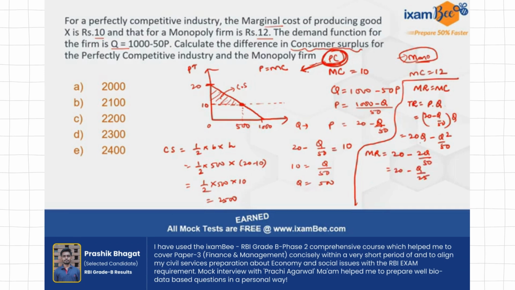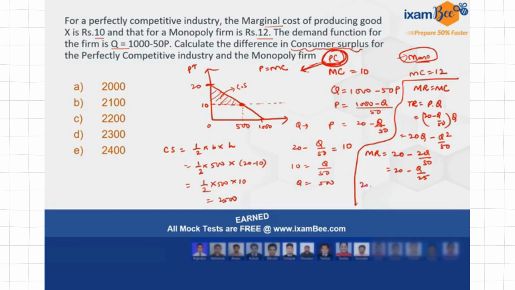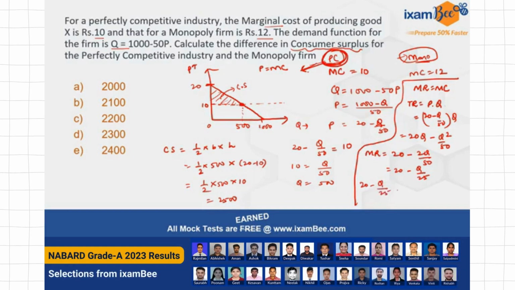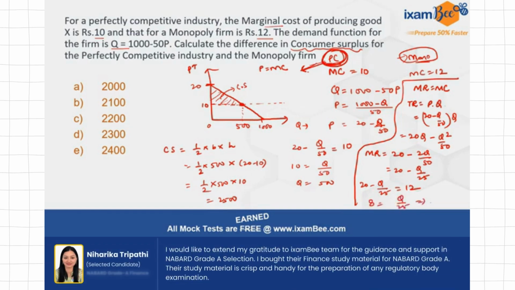Now I have to equate this marginal revenue with the marginal cost in order to get the profit maximizing quantity, right? So I can write this as 20 minus Q upon 25. Here marginal cost is 12. So this is going to be 20 minus 12, which is 8, equals Q upon 25. This implies that Q is equal to 25 into 8, right? So 25 into 8, I have 200. This is my quantity, right?